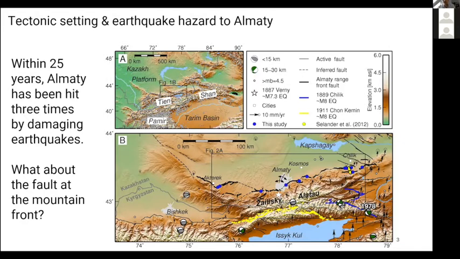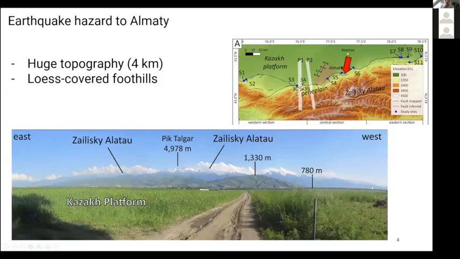So we were interested, of course, in the mountain front fault and wanted to see if this one also produced strong earthquakes in the past. And what I show you now in the first part of my talk is results from different parts along the mountain front. All these blue dots here are investigation sites, and I'll talk about a couple of them and show you what we have found to understand the earthquake hazard posed by this big fault. But first, a few slides on the general setting.